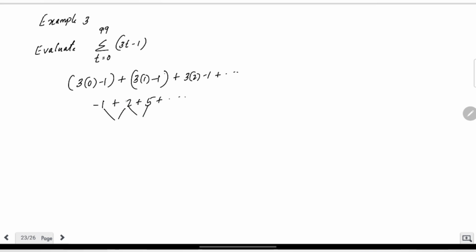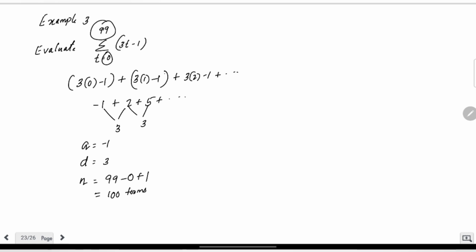2 minus minus 1 is 3. 5 minus 2 is 3. So it's arithmetic. So I'm going to use a formula where I need a. What is the first term? Minus 1. What is d, the common difference? 3. How many terms are there? I told you the formula: top number, that is 99, minus bottom number, that is 0, plus 1. Don't think that only 99 terms are there. You go by the formula. 99 minus 0 plus 1. How many terms? 100 terms are there.